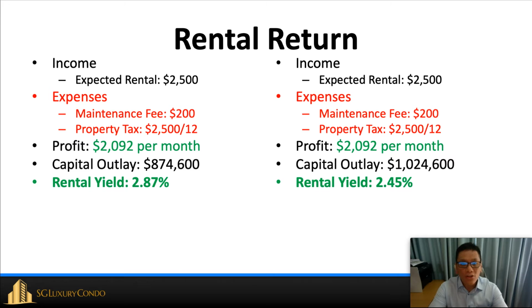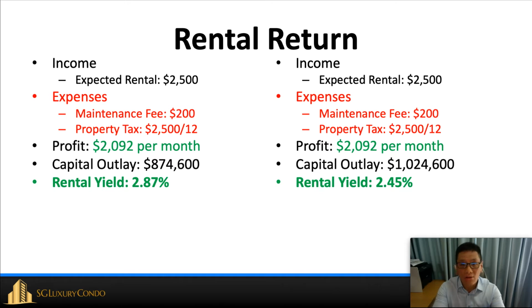Now next we will be talking about the rental return. From the rental return, you can see on the left hand side is a project that I recommend to him, and on the right hand side is a resale project that he's looking at. First of all, we set a baseline from my first slide, that the expected rental for a 1 million property is around 2,500. This is the figure that you can key in.